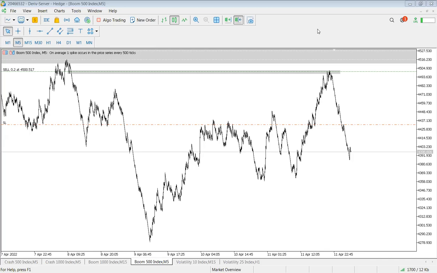I want to quickly explain the spike strategy, how to catch a spike on Boom and Crash. This is a Deriv broker live account. I actually placed this trade in respect to this low.